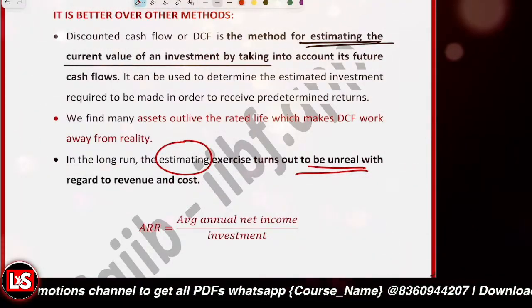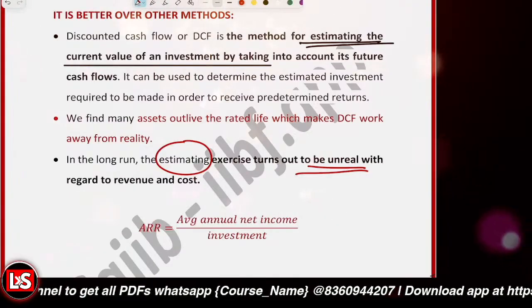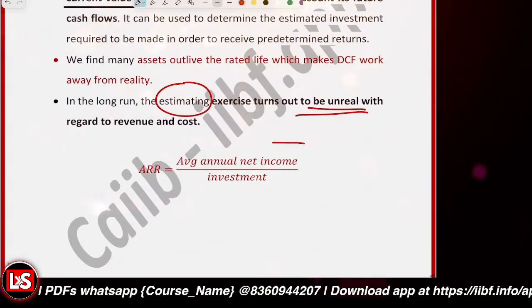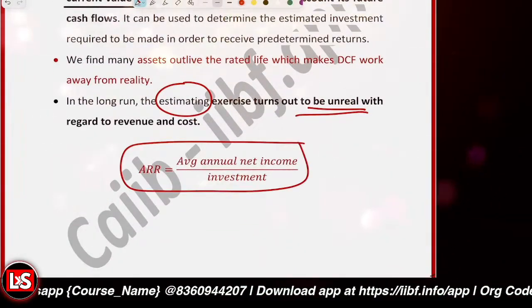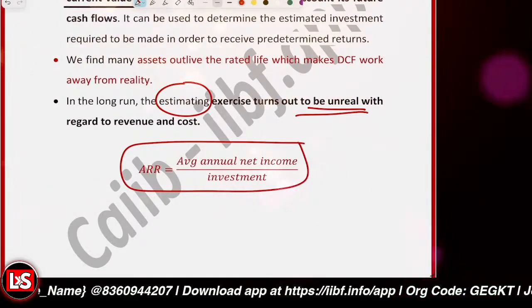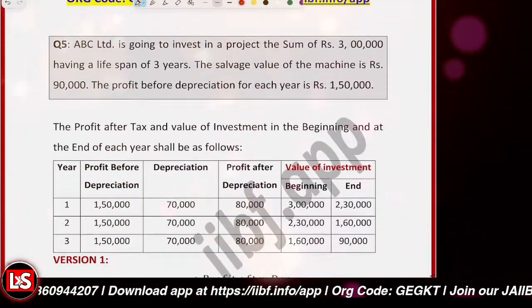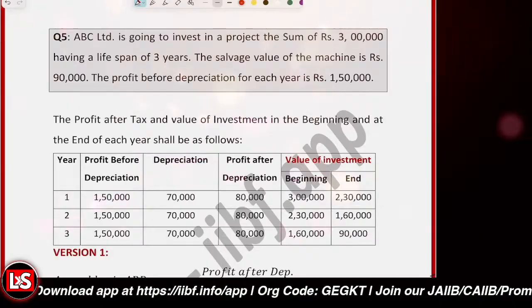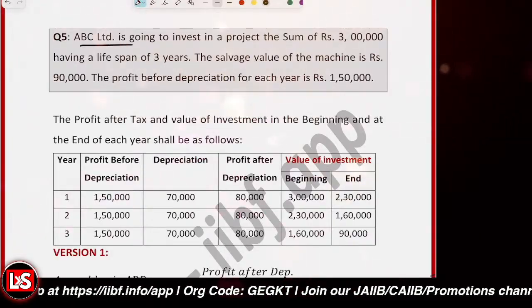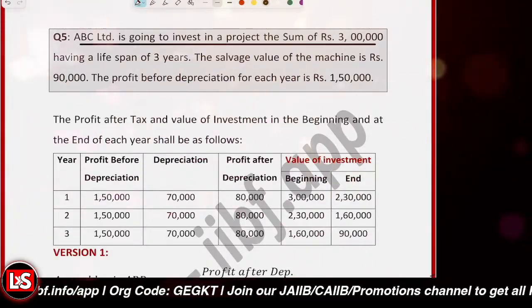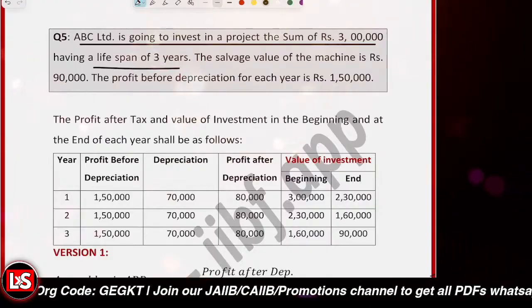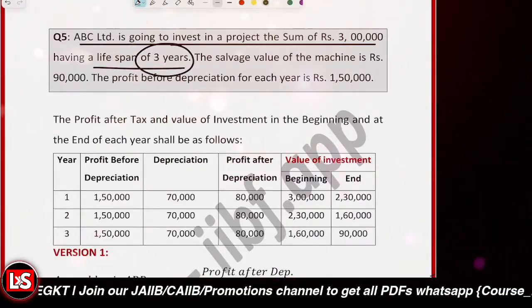So the formula is quite simple. It's average annual profit, or average net income, divided by the initial investment. That's it. That's the formula. So let's have a look at this particular question. ABC Limited is going to invest in a project the sum of rupees 3 lakh, having a lifespan of 3 years.